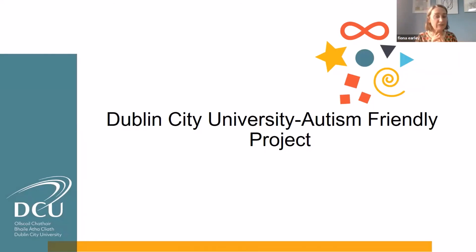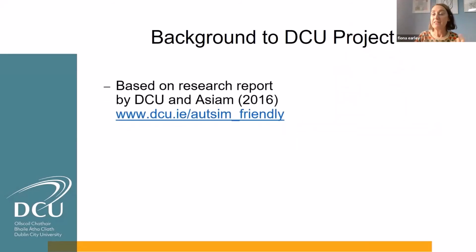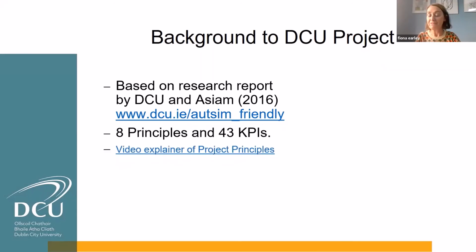So very briefly, and I know I've only a few minutes to go, I'm just going to show you now some solutions that DCU's Autism Friendly University Project is doing. It's based on research. It's 8 principles. That video explains the principles in a very accessible way.